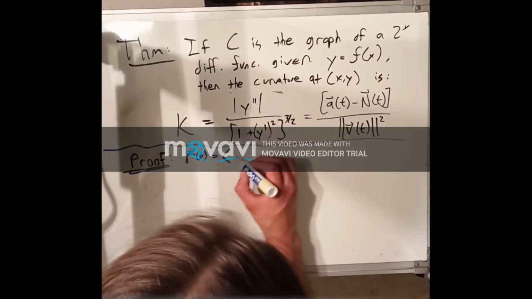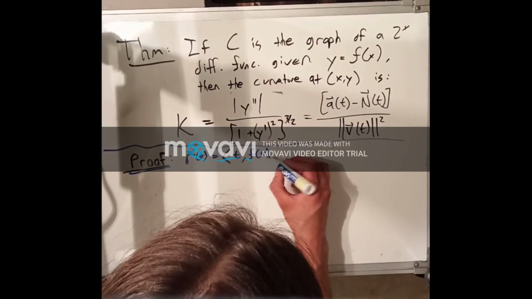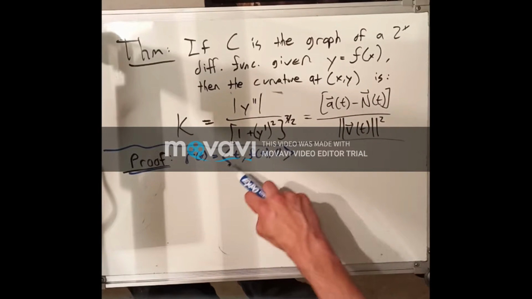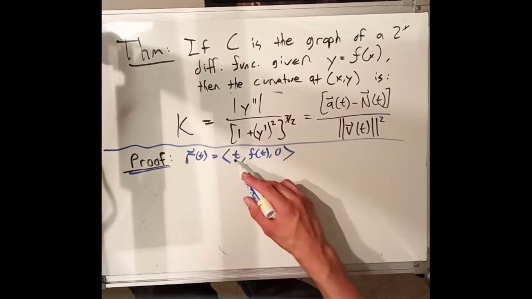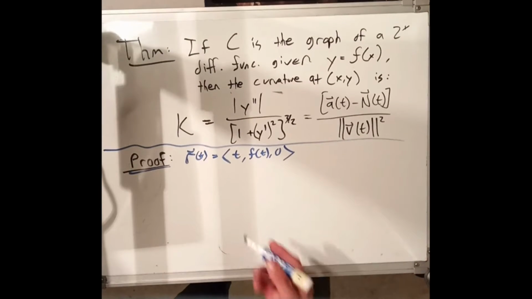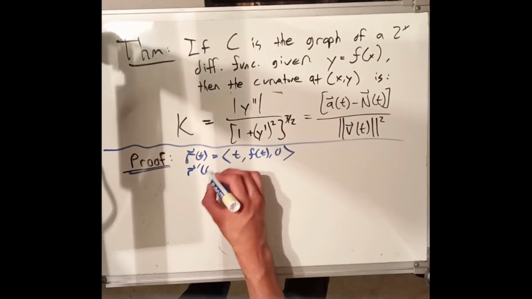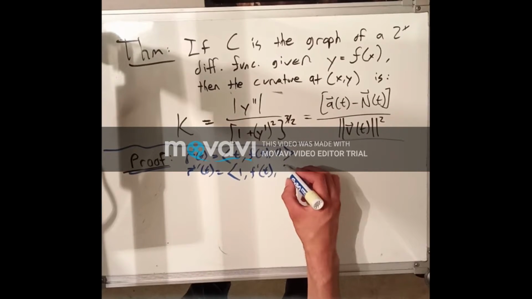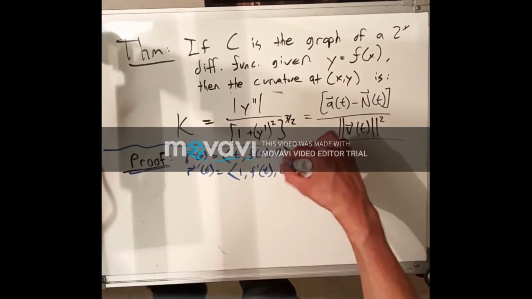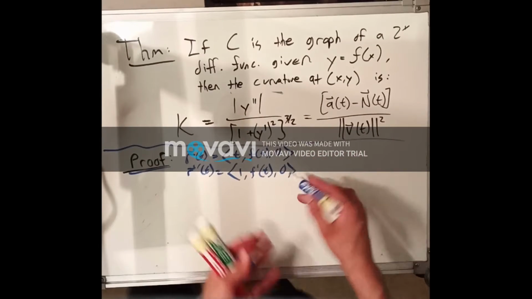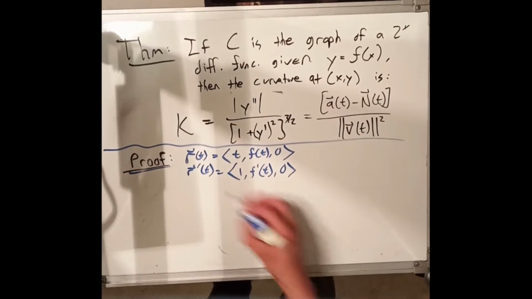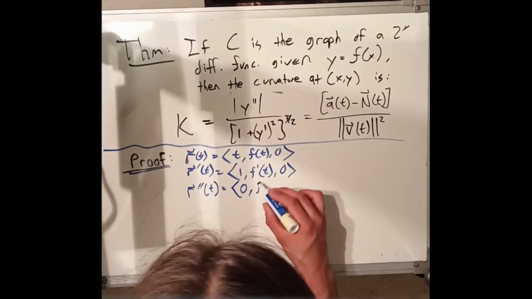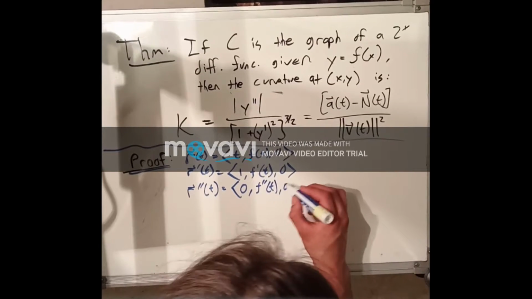r of t will be a function of t, f of t, 0. We have parameterized f of x in terms of t, and we have parameterized x as t. You can say let x equal t to verify this. However, I'm not going to write it out. It's superfluous. r prime of t is therefore 1, and then f prime of t, the first derivative, 0. Look familiar? As I said before, the z component, the k component, is 0 for these cases. r double prime of t is also now going to be 0, f double prime of t, 0.